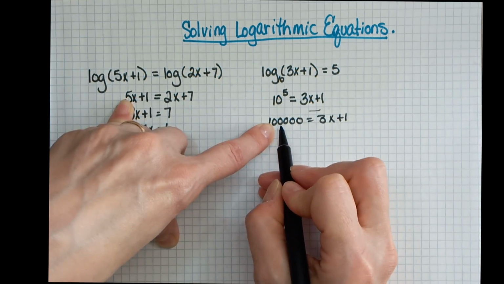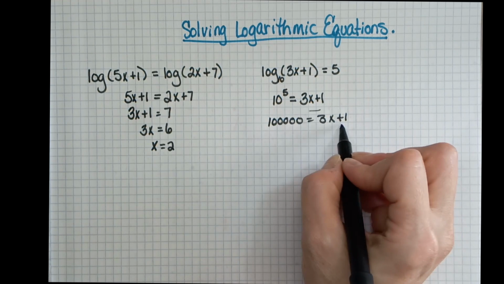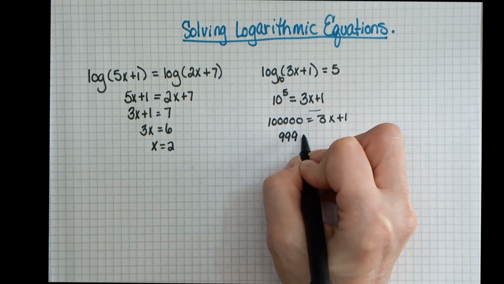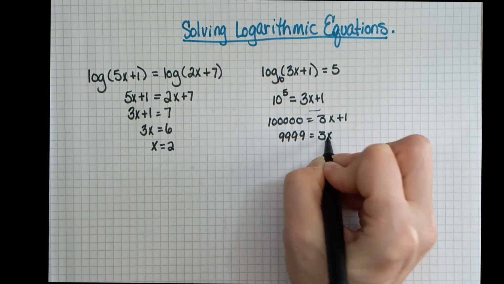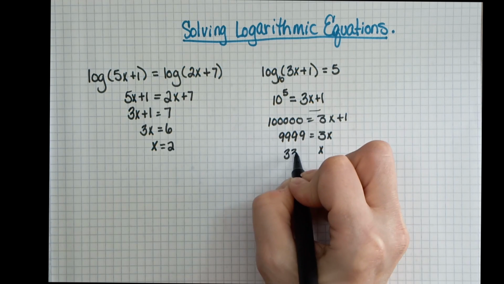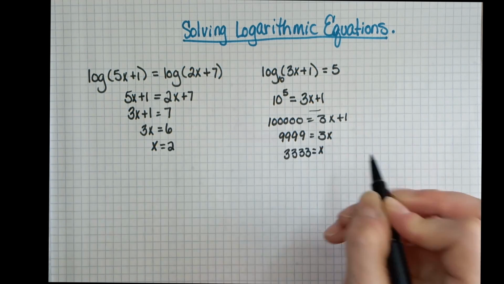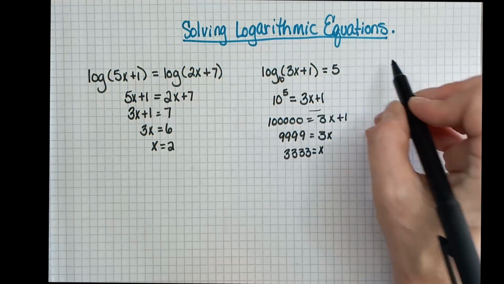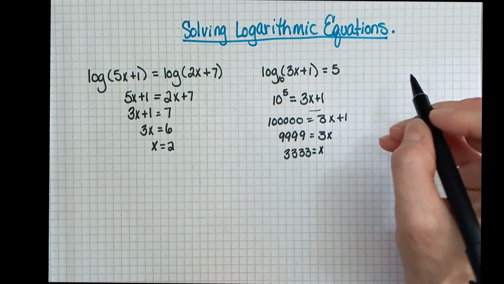Oh, did I do 5? Yes. So now I'm going to subtract that 1 from both sides. Now I'm going to divide both sides by 3. And I've solved the equation. So the way that I do this is simply that I need to change it into an exponential equation. Now, some of them are going to be a little bit more involved. They always get more complicated. So let's do one that's a little bit more complex.